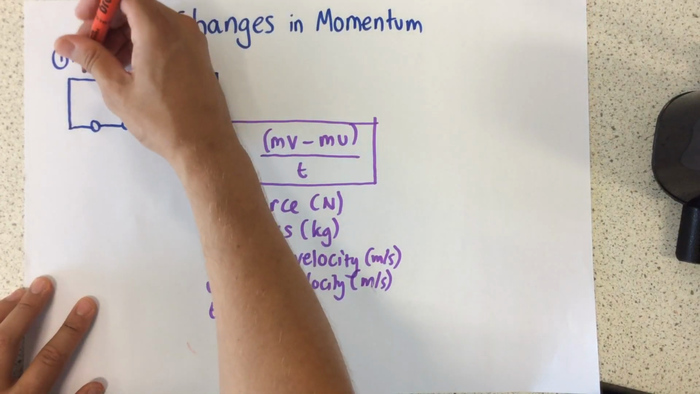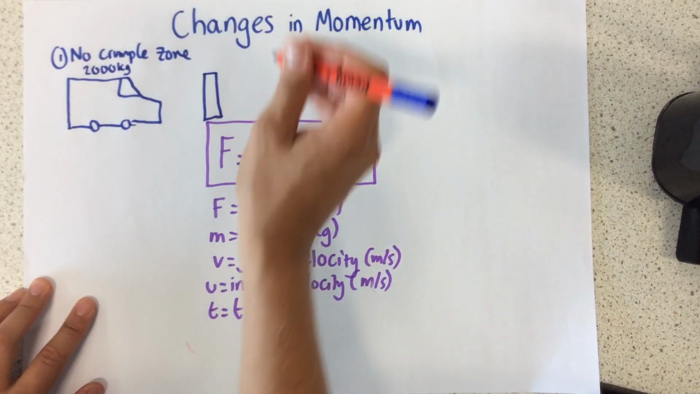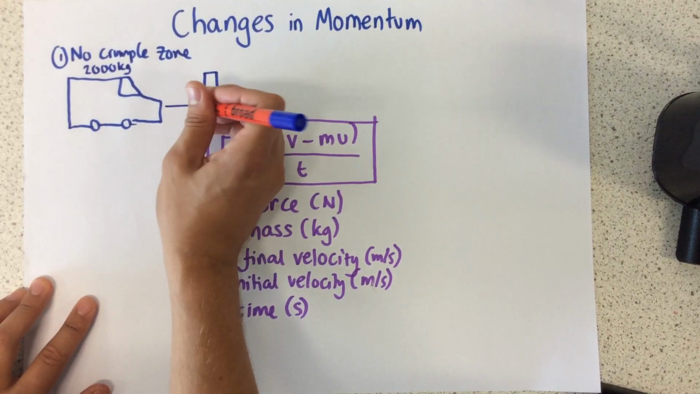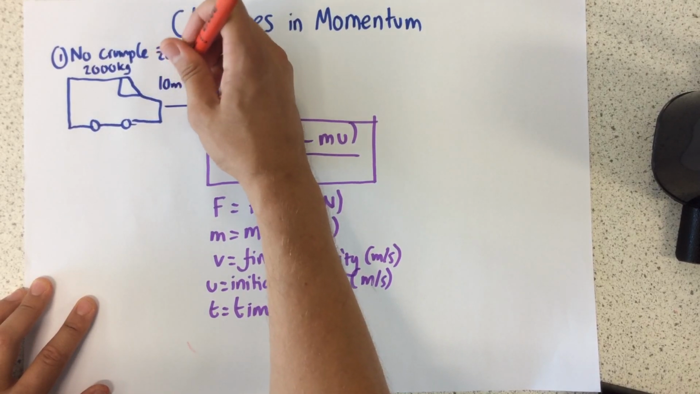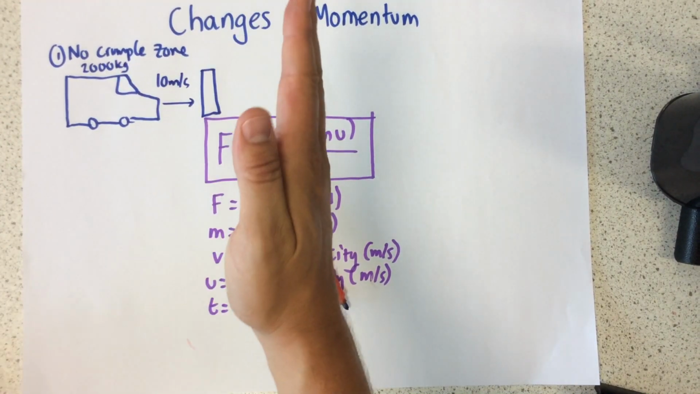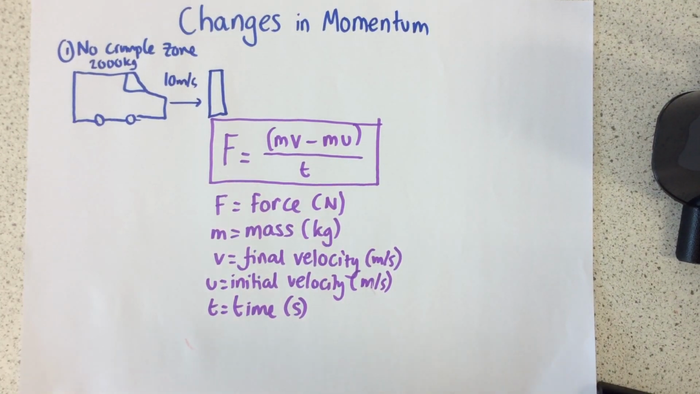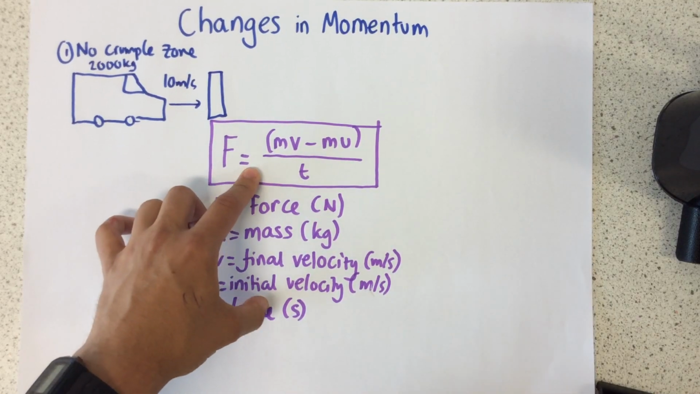So let's say this van is 2,000 kilograms and it's speeding into that wall at a speed of 10 meters per second. When it hits into the wall, let's say it's a really firm wall, it will just come to a halt. So what we need to be able to do is this calculation here.